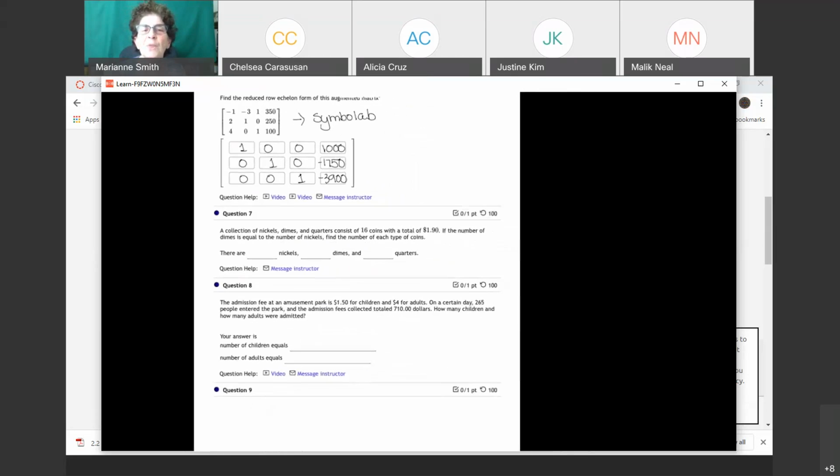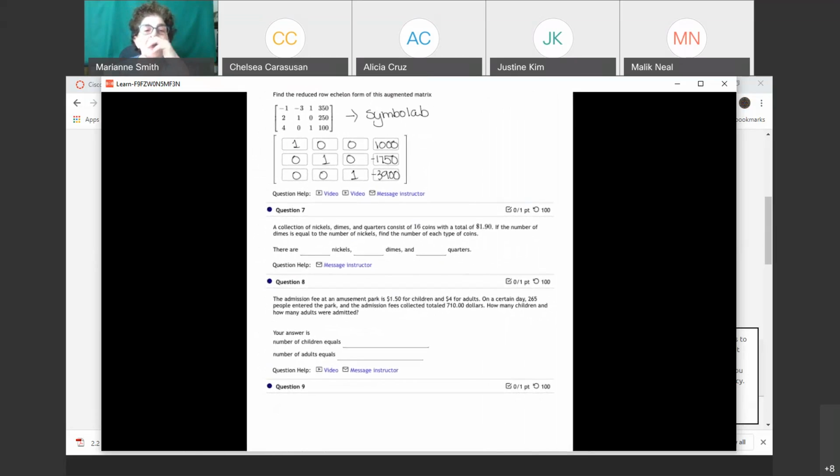Okay, so these are the ones where you're trying to change the words into something to solve. Okay, now if you take a look at these, a collection of dimes, nickels, and quarters consists of 16 coins with a total of $1.90. Okay, so the 16 coins are worth $1.90. If the number of dimes is equal to the number of nickels, find the number of each type of coin.